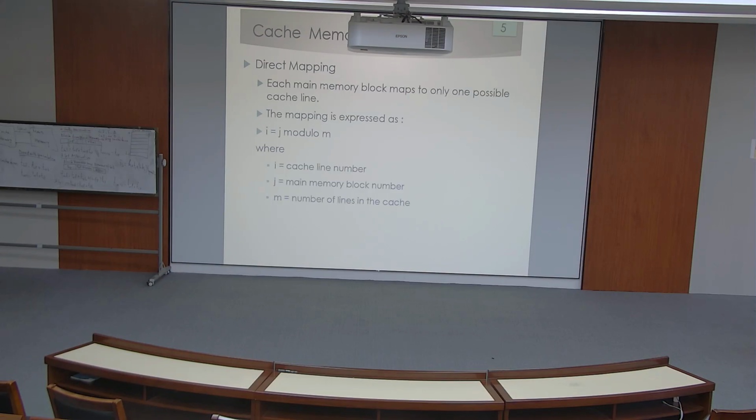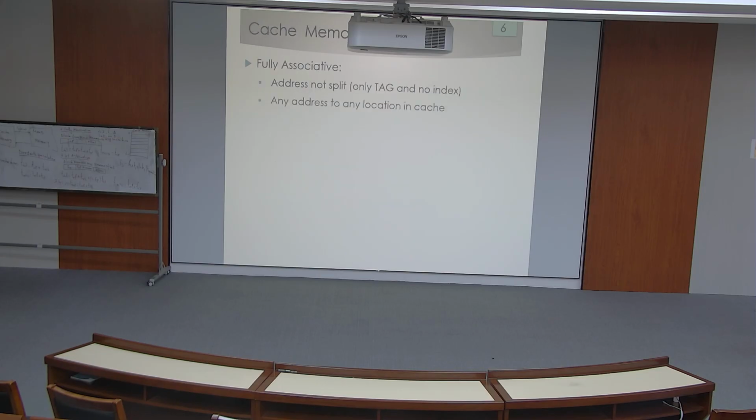We talked about the cache mapping technique, direct mapping. Each main memory block needs to be mapped into only one possible cache line. Here is the mapping expression: J modulo M, where J is the main memory block number, then we use the modulo, and M is the total number of cache lines.